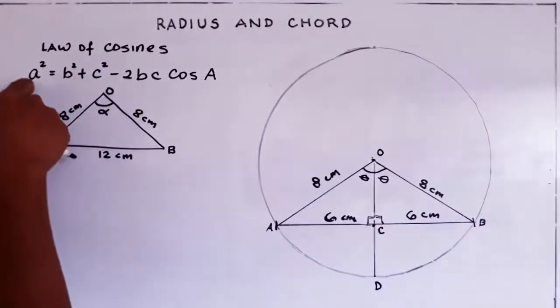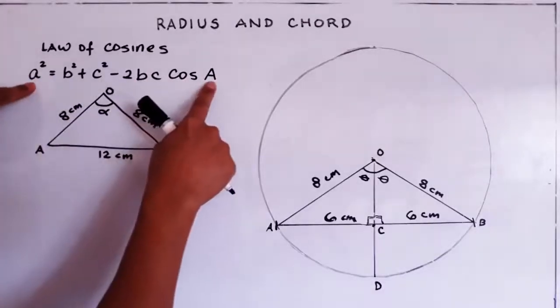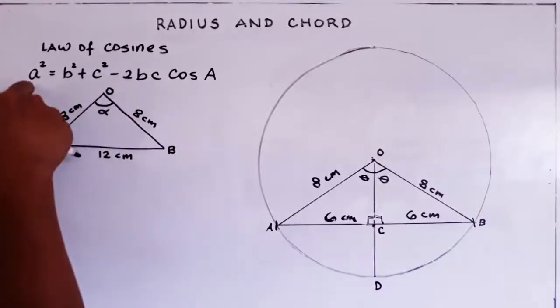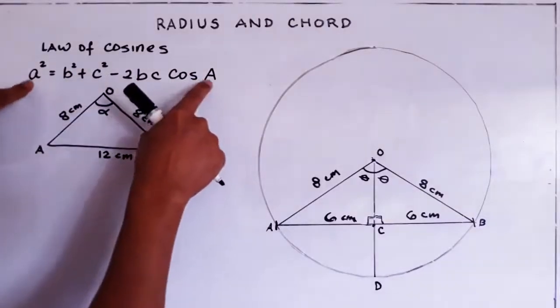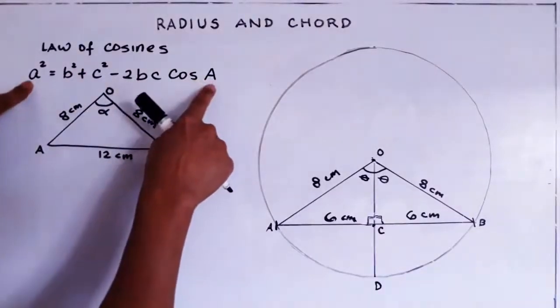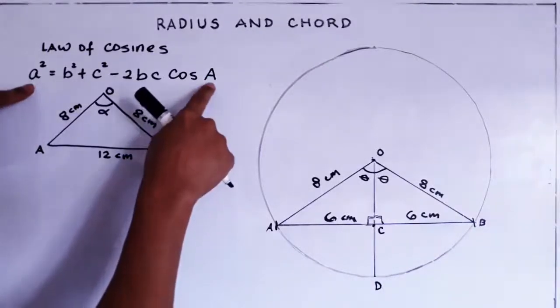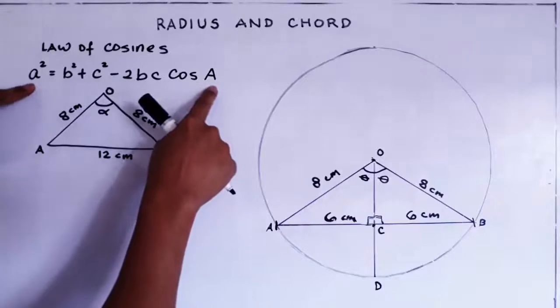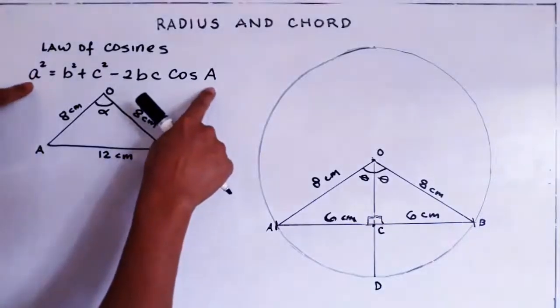So if you have A here, there is the angle, there is the side. We have the 3 sides. And that one is A, this one is capital letter A, angle A. If this one is B, this one is angle B. If this one is C, that one is angle C. They are opposite.